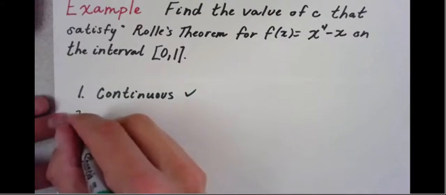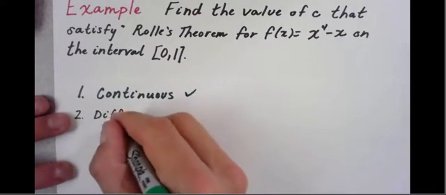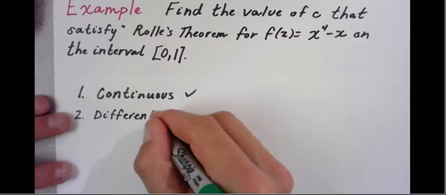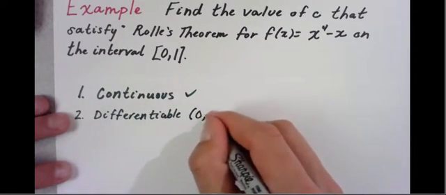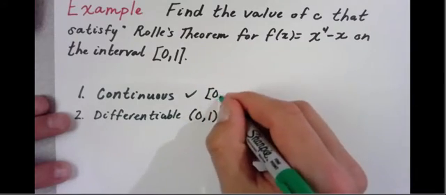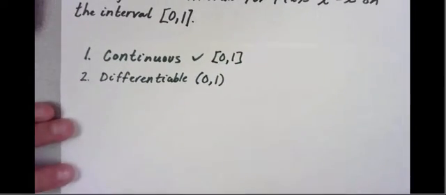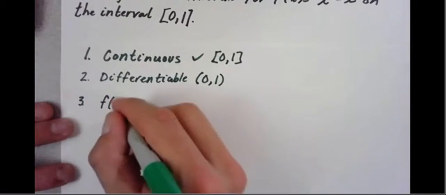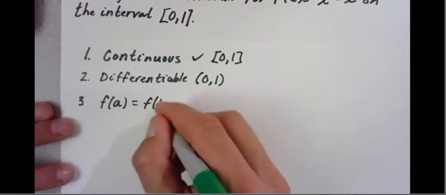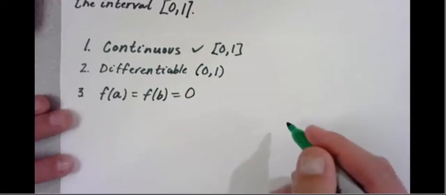It is also differentiable on a to b. It's a polynomial, so it's differentiable everywhere, on 0 to 1. Continuous over 0 to 1, the whole interval. So we have a continuous differentiable function. Now, does f of a equal f of b, and does that equal 0? That's the third thing I need to check.